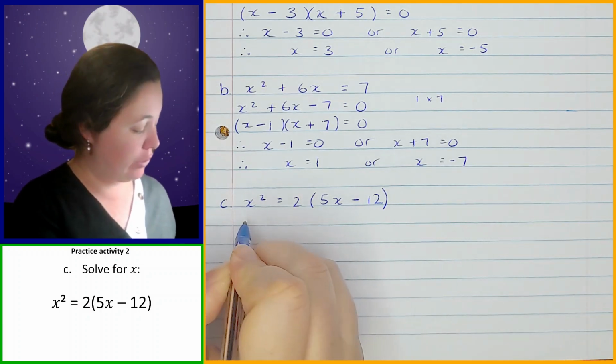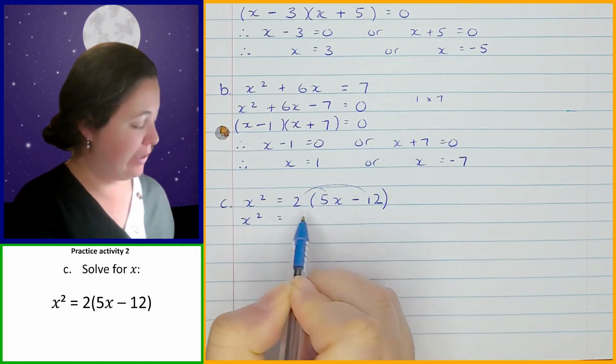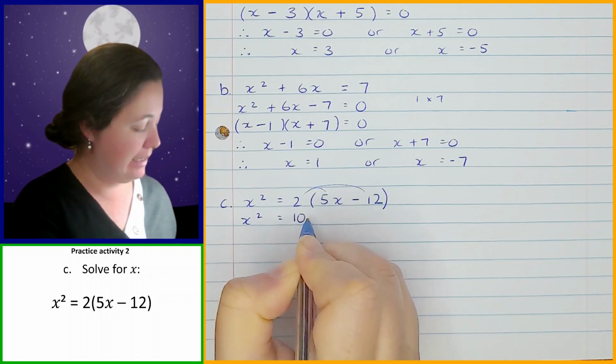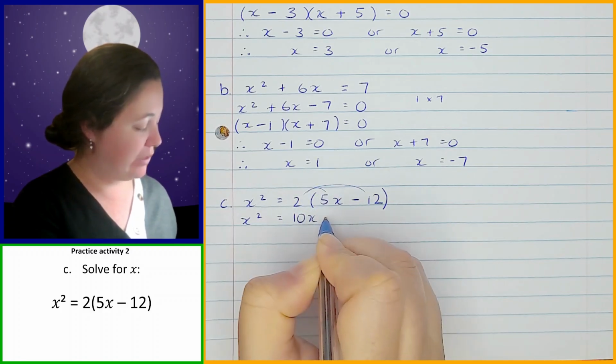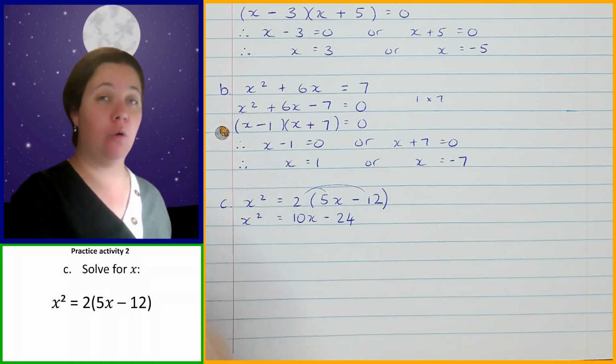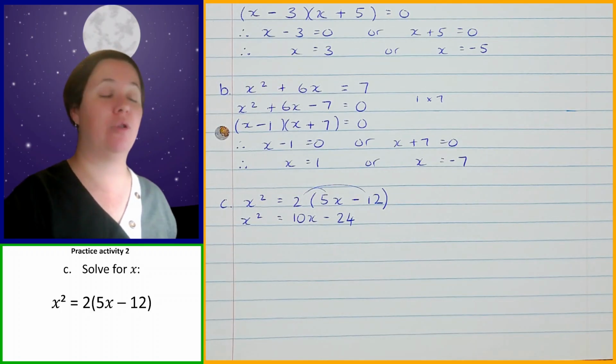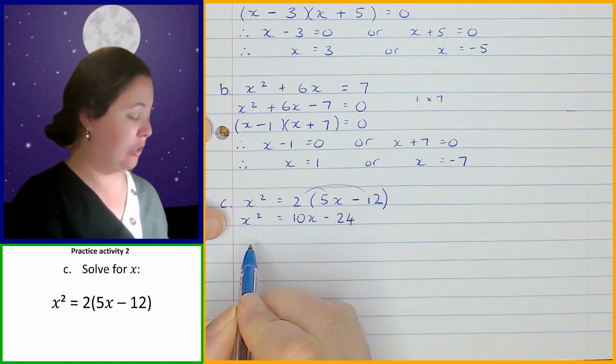Okay, so over here, I've got x squared equals, now I'm going to multiply the 2 in over here. So 2 times 5x is 10x, and 2 times negative 12 is negative 24. Now I've got all separate terms, so I can move all the terms to one side and put it equal to 0 on the other side. I'm going to move everything to the left over here.